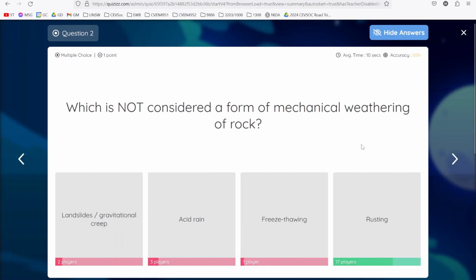Which is not considered a form of mechanical weathering? Rusting is oxidation, which is a chemical reaction. Acid rain is kind of both mechanical and chemical, so sorry, that one's not very clear. Freeze-thawing is still a physical process. When water turns to ice, there's no chemical reaction. It's just a physical phase change, right? So yeah.